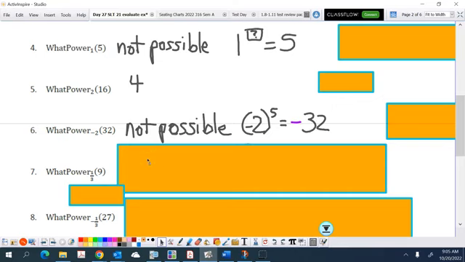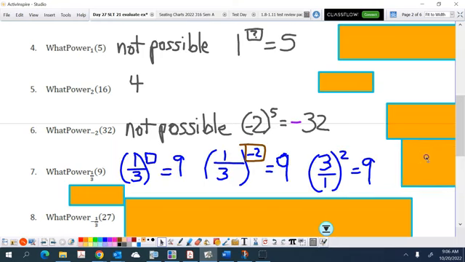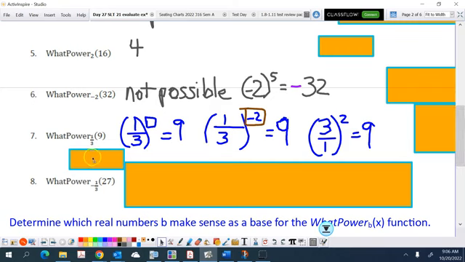1/3 to what power is 9? I'm starting with a small number and making it bigger. So that usually means I need to do an integer exponent, but since the 3 is in the denominator, I need to make that exponent negative to get it to the numerator. So first I'm going to flip it with a negative, and then I'm going to square it. So negative 2 is the answer to number 7.